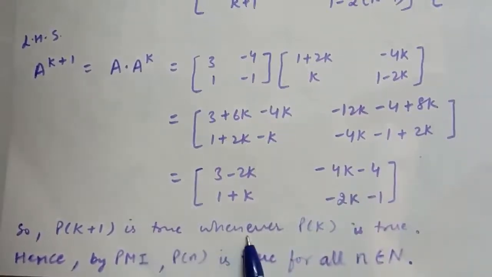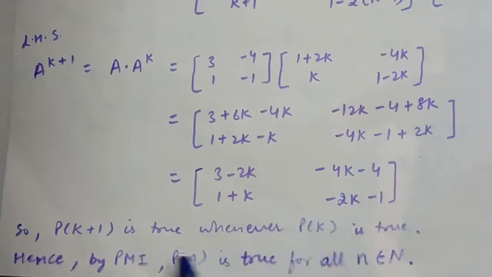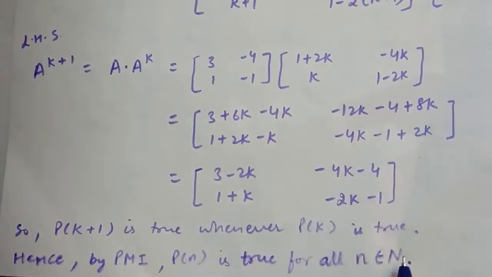So Pk plus 1 is true whenever Pk is true, and hence by PMI, Pn is true for all n belonging to the natural numbers. Clear?